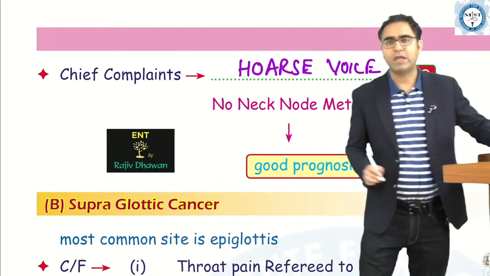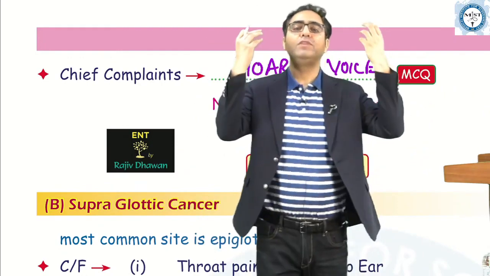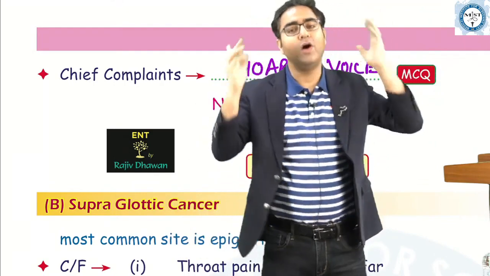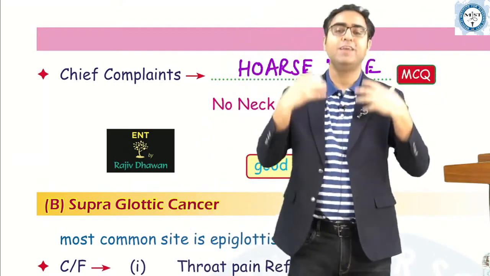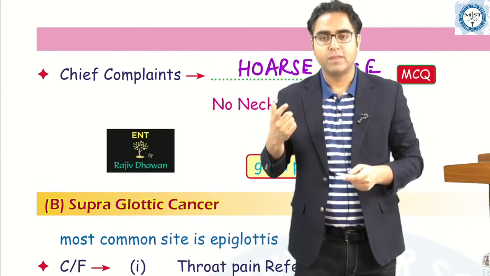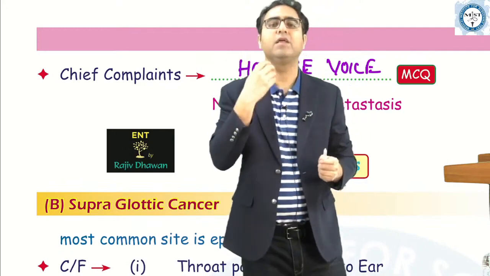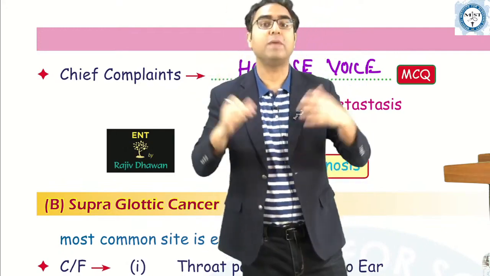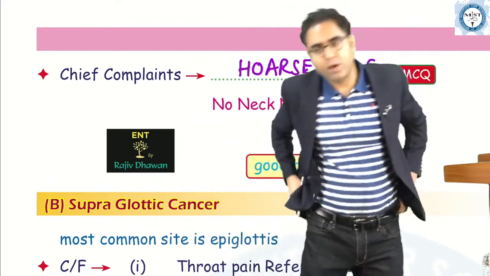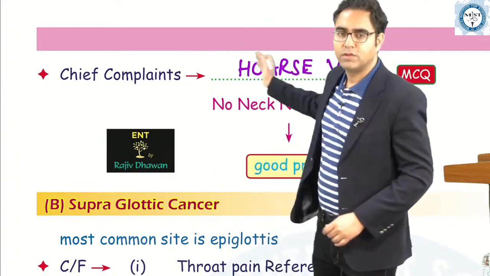What is the symptom of glottic cancer? Hoarse voice, beta. Simple logic. In the larynx, there are only two symptoms mainly: either voice is not coming or breathing is not coming. If the problem is vocal cord, voice is the problem. If some edema is there, some cancer is there, or vocal cord palsy is there, then breathing may be a difficulty. So larynx has two major symptoms: voice problem and breathing problem. So vocal cord problem, hoarse voice.